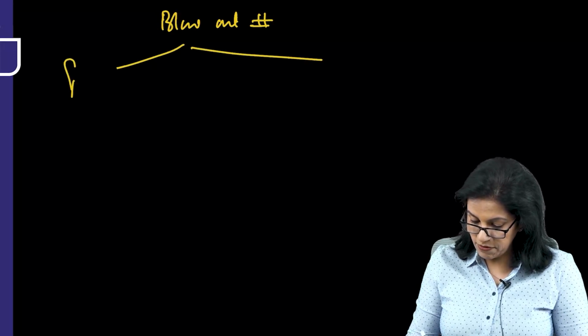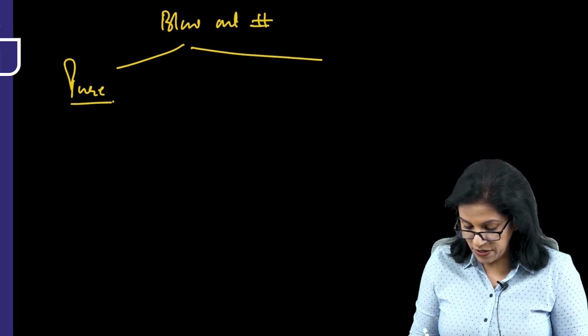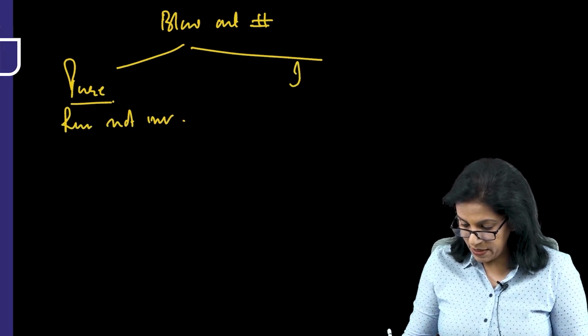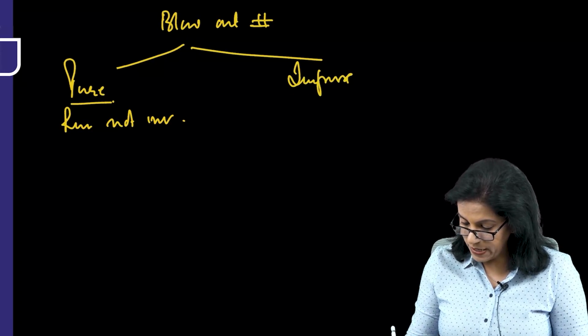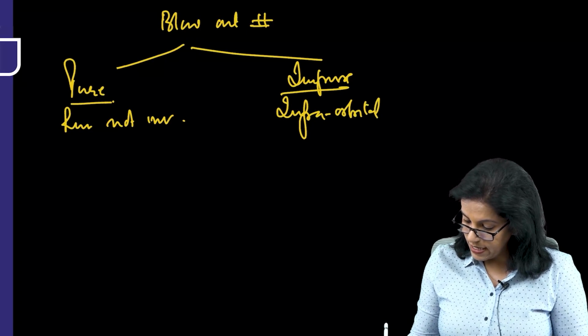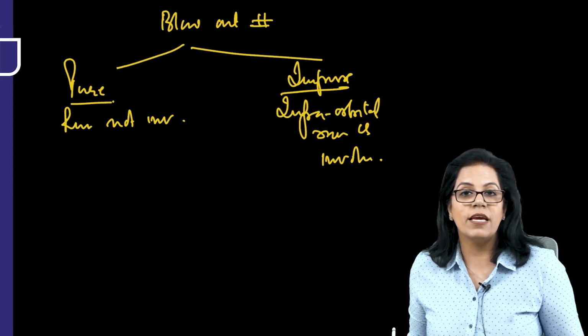Okay. What further we will write here is that any blowout fracture can be pure or impure. Pure we say when the infraorbital rim is not involved. So when the rim is not involved, then we call it pure. Impure means the infraorbital rim is involved. Then this is your impure.